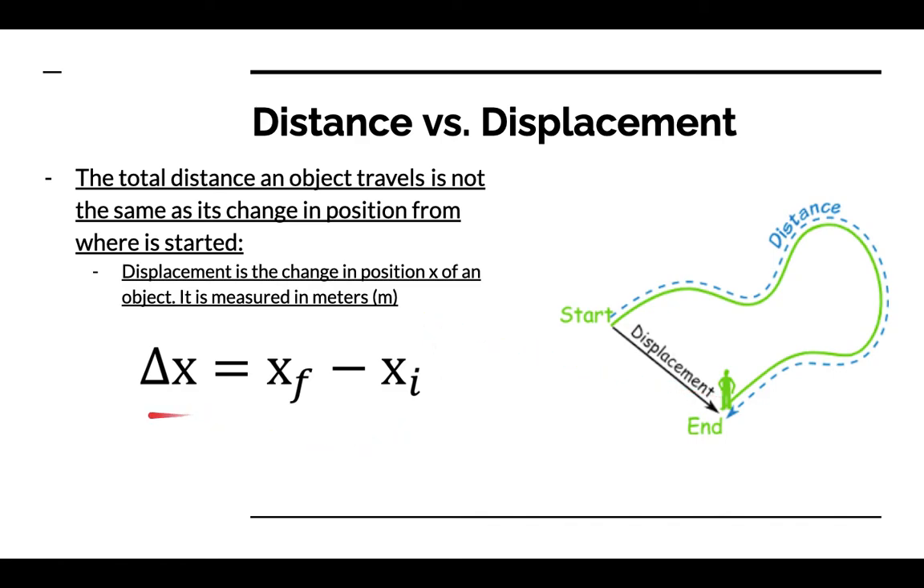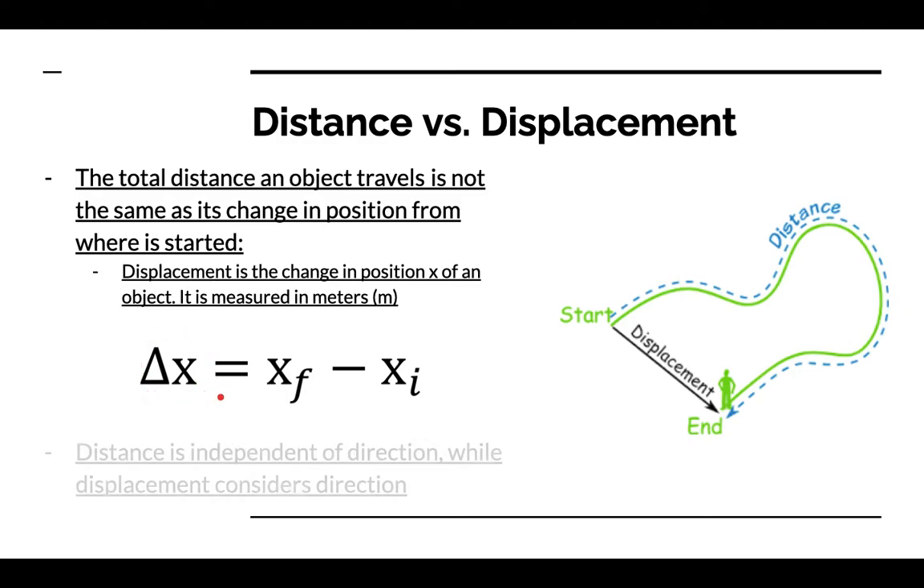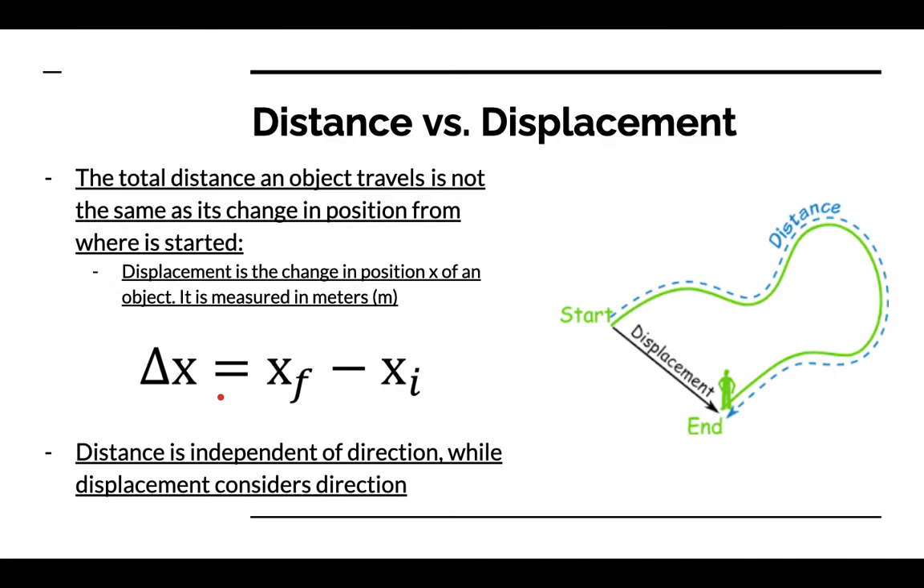So displacement is given by the equation displacement equals final position, which we represent with x_f, minus initial position, x_i. Displacement is represented by the symbol delta x. Delta is a symbol in math which means change in, and x means position. So displacement, meaning change in position, is represented by delta x. And again, as we've talked about, distance is independent of direction, like the odometer in a car. We do not care about which way we head with distance, while displacement does consider direction.